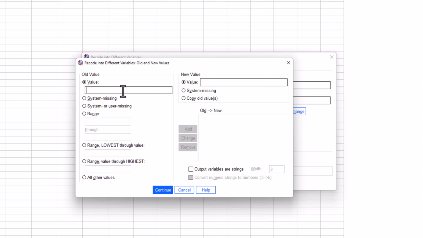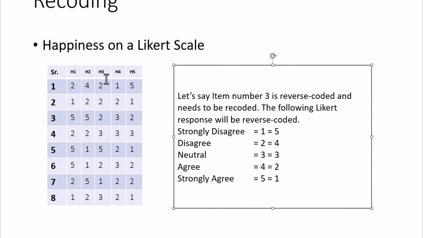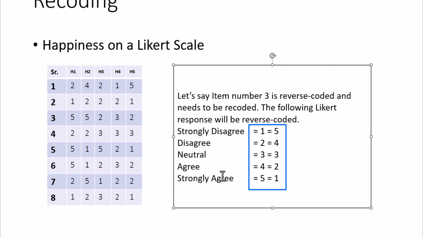Remember, when recoding old and new values, just to confirm them, go back to the PowerPoint presentation and see it was strongly disagree to strongly agree, a 1 to 5 Likert scale. 1 would be converted to 5, 2 would be converted to 4, 3 would remain 3, 4 would become 2, and 5 would become 1.